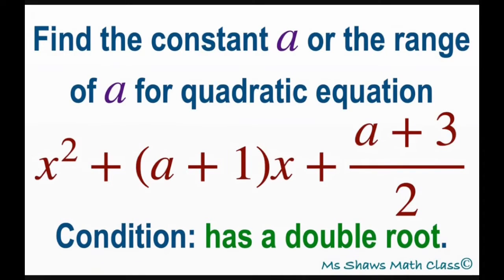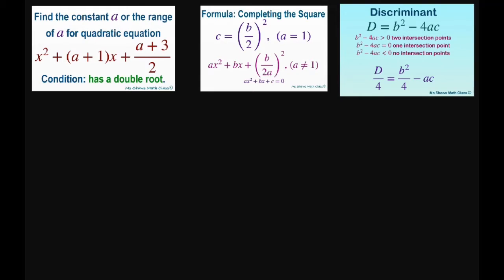Hi everyone, we're going to find the constant a, or the range of a, for our quadratic equation x squared plus (a plus 1) times x plus (a plus 3) divided by 2. And the condition is it has a double root. So that's just a terminology for one intersection point.